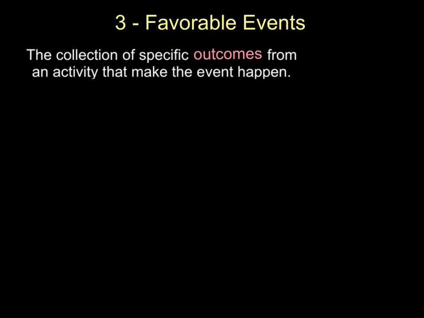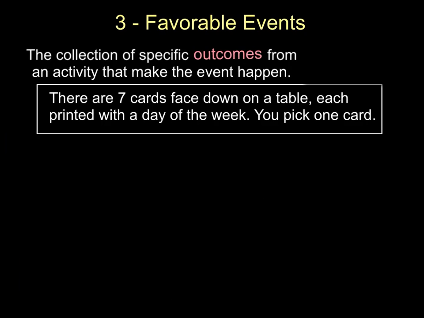Now we want to talk about favorable events. This is the collection of specific outcomes from an activity that make the event happen. So that means we are going to be looking at an example, and sometimes we're going to have a favorable event, and sometimes we're just going to have total outcomes. So let's look at this. There are 7 cards face down on a table, each printed with a day of the week. You pick one card.